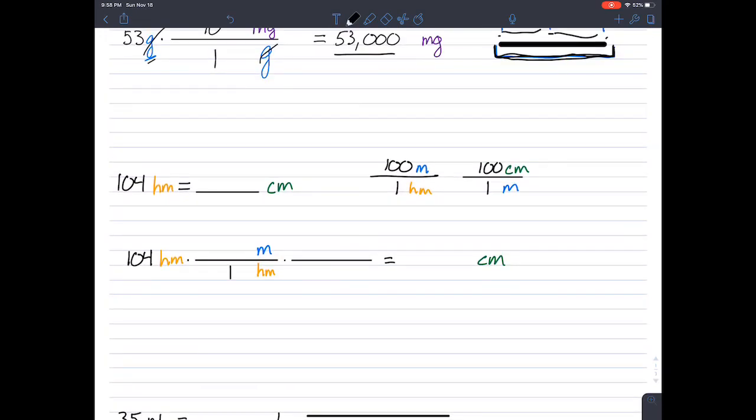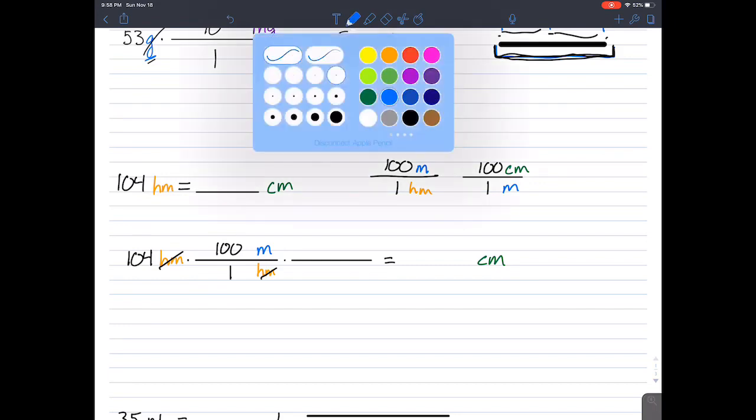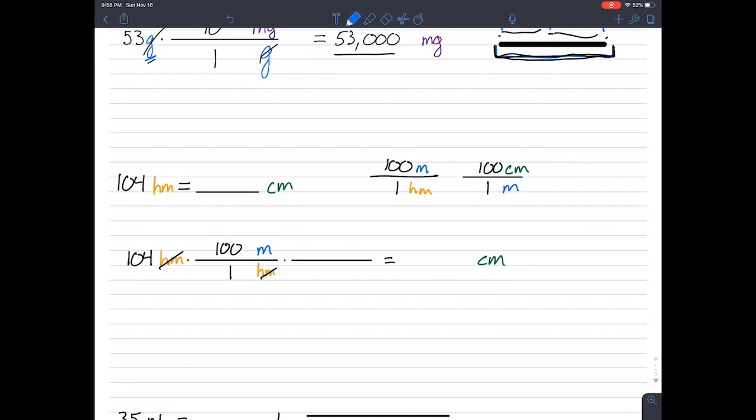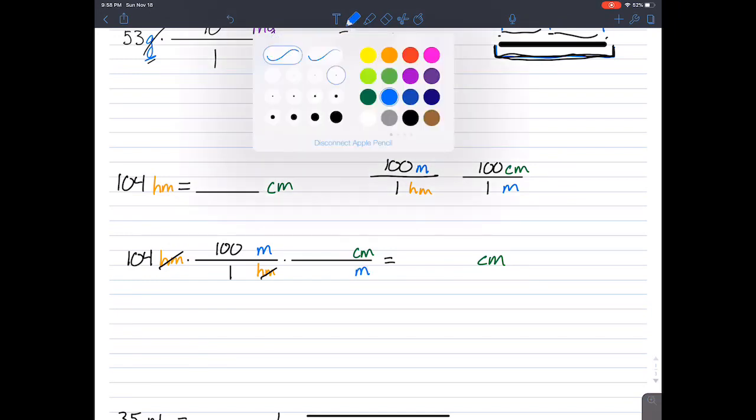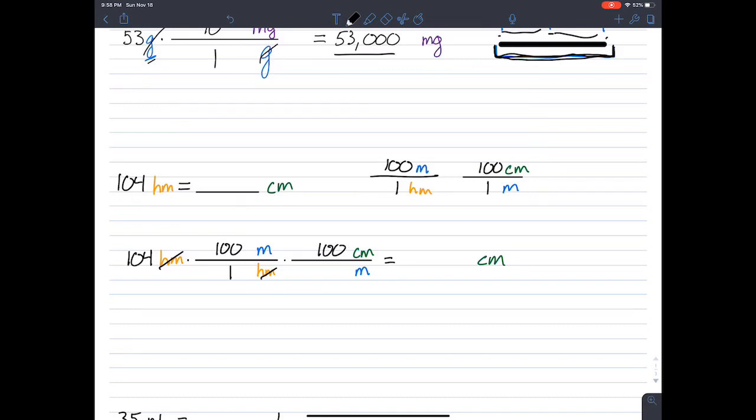So we have 1 hectometer per 100 meters. So we're multiplying 104 by 100. That's going to allow us to cancel out hectometers. Now we're left with meters, trying to go to centimeters. So how are we going to set up the next one? Well, we want to get rid of meters because we want to end up with centimeters. And whatever you want to end up with has to go here. And whatever you're canceling from before has to go on the bottom. So we're setting it up like that. 100 centimeters per 1 meter. It's going to allow us to cancel meters. And that means that centimeters is going to be what carries to the final answer.